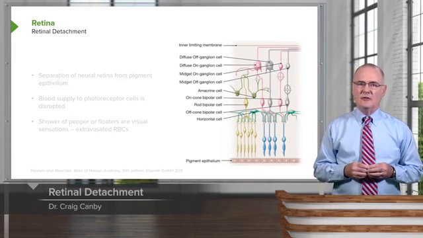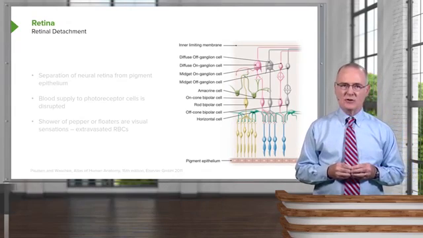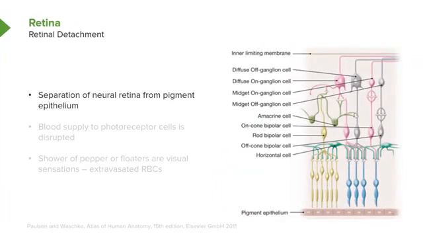The retina, in certain situations, can become detached. And when that happens, there's a separation of the neuroretina, which would be the boundary between the photoreceptors and the pigment epithelium. As a result of this separation, the neuroretina from the pigment epithelium, blood supply to the photoreceptor cells is disrupted.